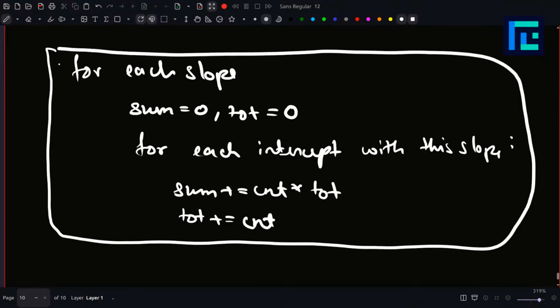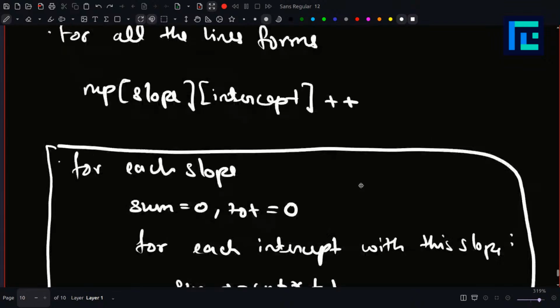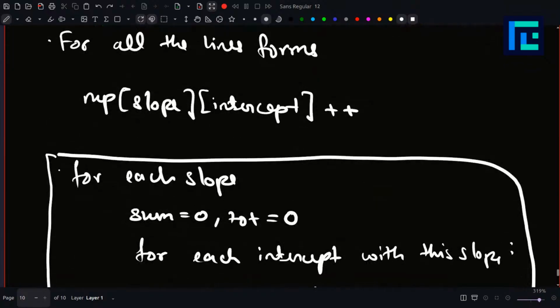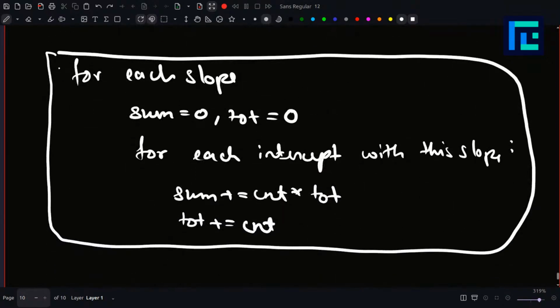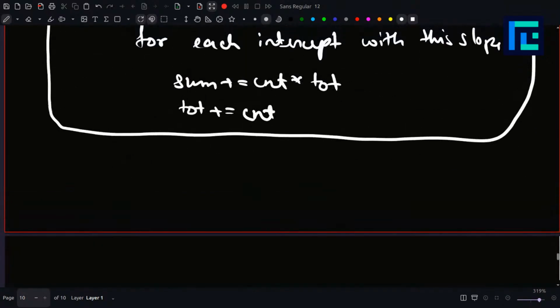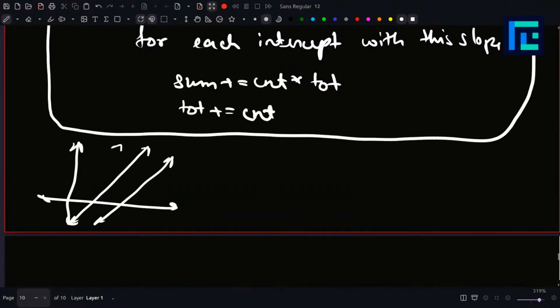Basically, in problem B, there was only one slope, which is parallel to the x-axis. But in this, there is not only one slope, it can be any slope, but this much logic remains the same. And basically what we're saying is we can pair any two of them together which have different intercepts. So for example, for some given slope, there are some given points. There's a point here, here, here, here, similarly here, here, and here, similarly here and here.